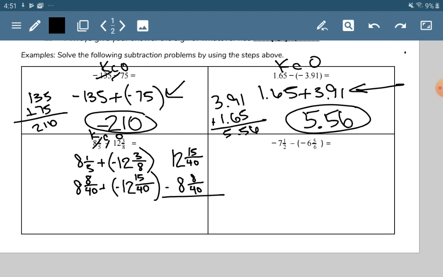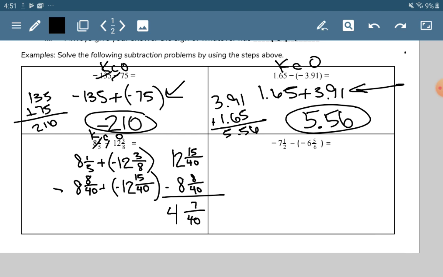I'm going to subtract my numerators. Luckily, I can do 15 minus 8, and I get 7. My denominator stays the same. 12 minus 8 is 4. If I were to stop there, there's a 50% chance I'm wrong because I need to look back at what I have more of.